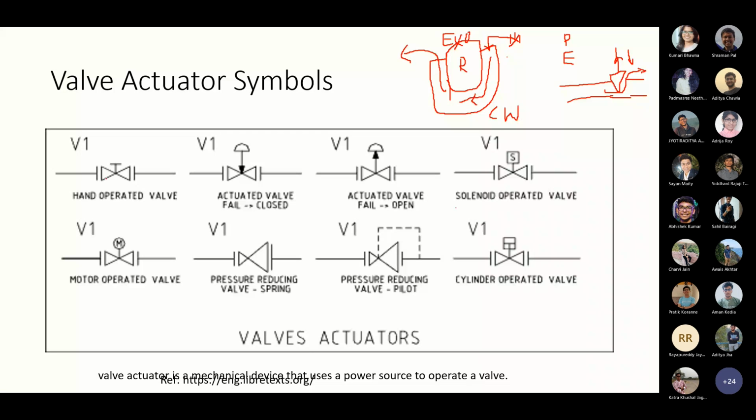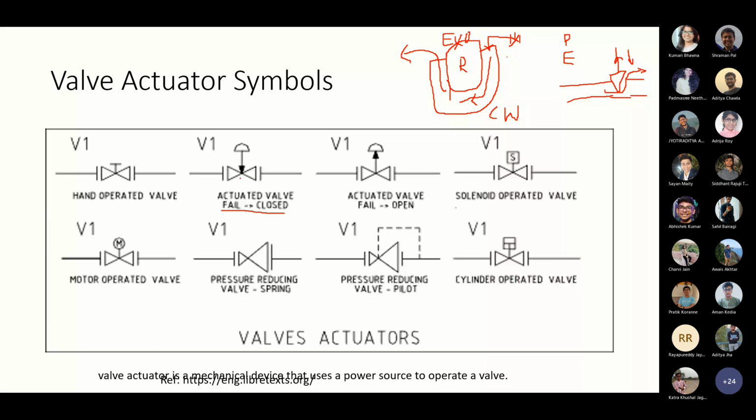When there's a failure in the pneumatic signal or electrical line, the valve will be fully closed if it is fail to close. Fail to close means whenever there is a failure in electrical power or pneumatic pressure, the valve will be fully closed. Fail to open means whenever there is a failure in electrical signal or air pressure, the valve will be fully open. In certain conditions, like this case, we wanted to maintain the temperature in the reactor at a safe level, so we wanted maximum flow rate to happen. So here fail to open is required.